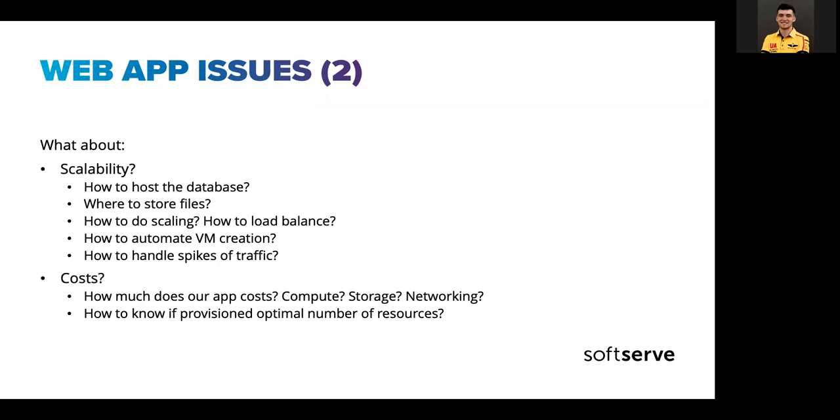And what about costs? How do we know how much our app costs, basically? How much of it is compute? How much of it is storage, networking? How do we know if we provisioned the optimal number of resources? So in our case, virtual machines, because we might have over-provisioned and we are paying for more than we need.